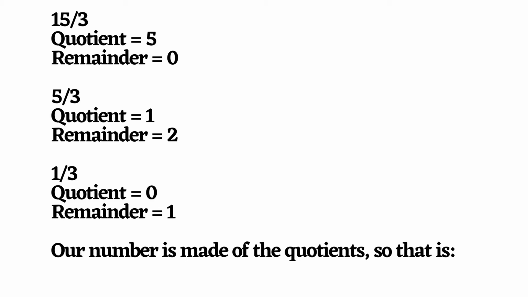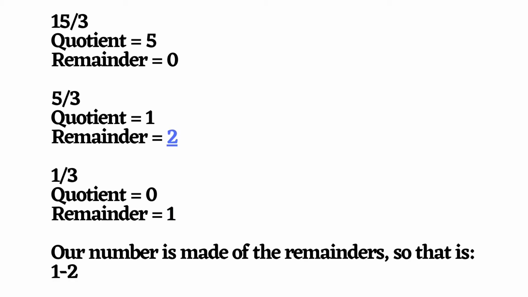Now that the quotient has reached 0, we can stop this calculation. When we read this number, we need to read the remainders from bottom to top to get the ternary number. That will be 1, 2, 0. You can use this method to convert any decimal number into ternary form.